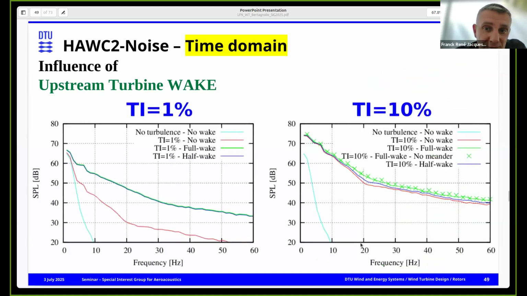Again, it's pretty straightforward. And we see if we have low turbulence intensity, then no wake is in red here. But if you have wake, then you have a huge increase in noise levels. Surprisingly, it doesn't make a big difference if it's half or full wake. But if we have 10% intensity, then it seems that the wake has the same effect, as the turbulence intensity is not so important anymore.